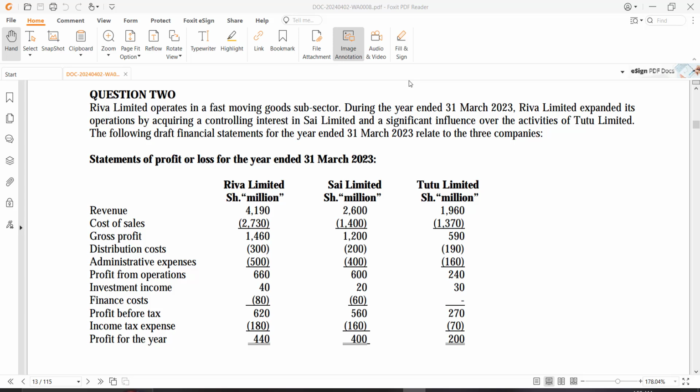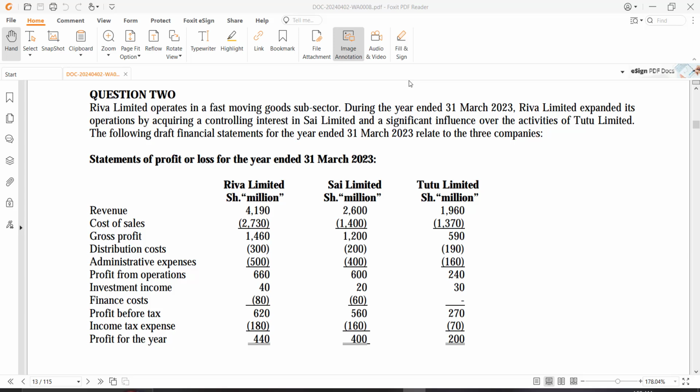Hello and welcome to another lesson on financial reporting, and today we'll look at an example on preparation of consolidated income statement and consolidated balance sheet. So in today's question, we'll look at April 2023 question 2.